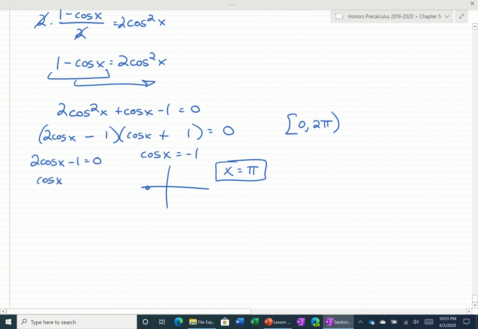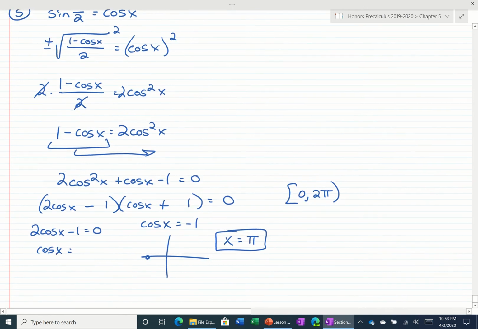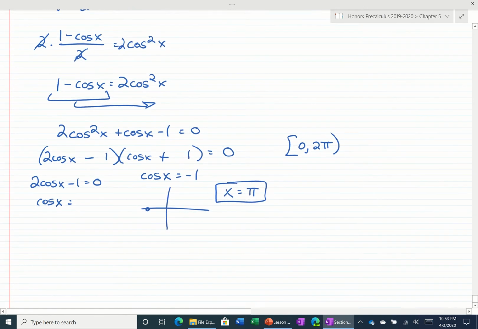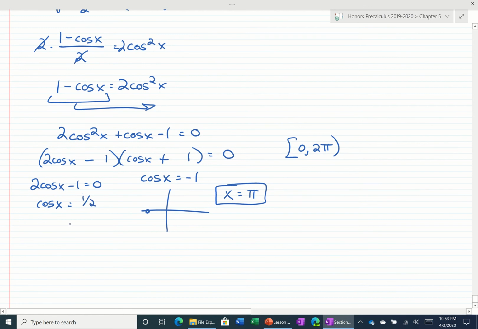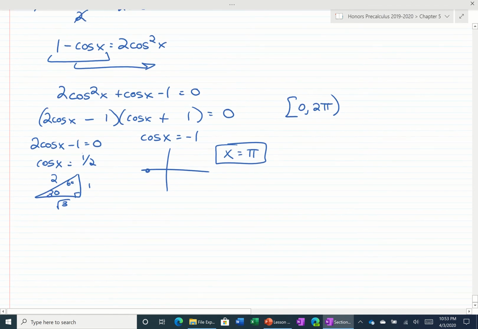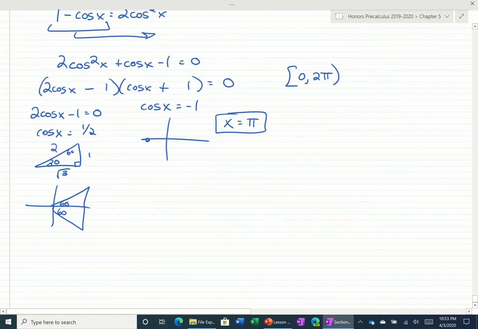And when is cosine of x equal to 1/2? Cosine of 60 would give us 1/2. So if we draw 60 degrees right here, or if we draw 60 degrees right here at 300, that would give us a cosine of positive 1/2. So x would be 60 degrees, x would be 300 degrees, which in radians would be pi over 3 and 5 pi over 3.